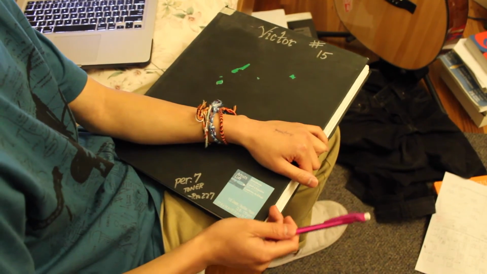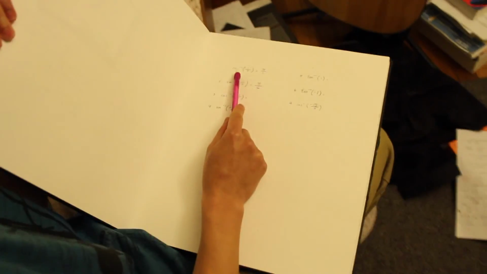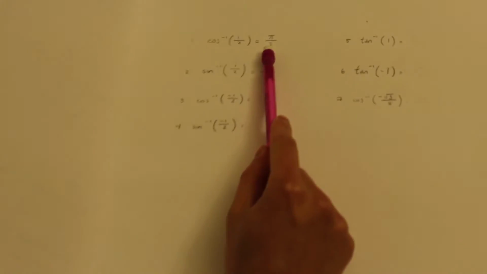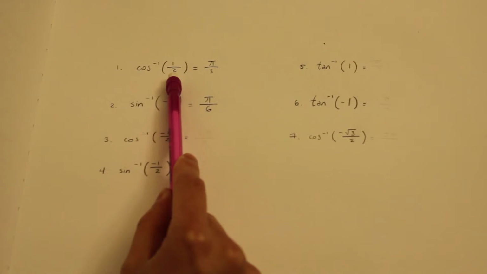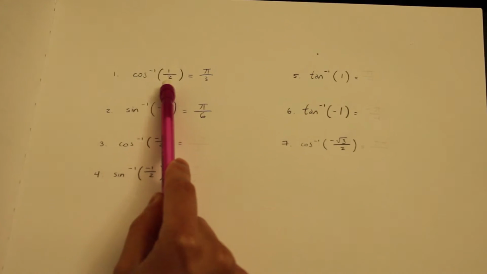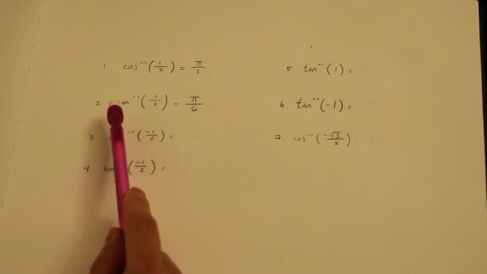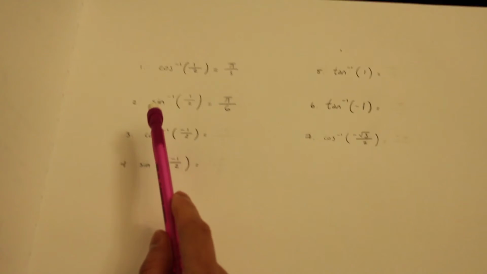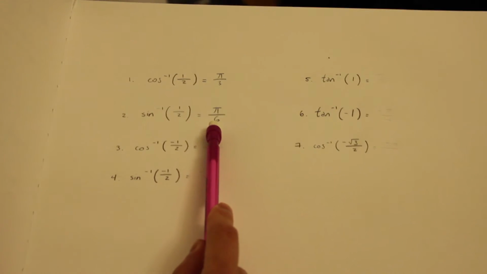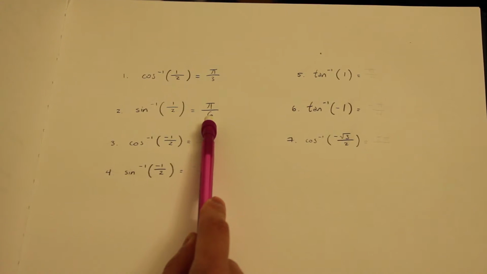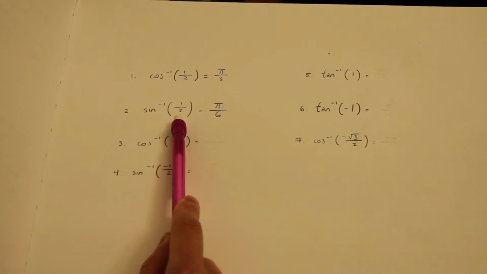Okay, let's do some practice problems. The cosine inverse of 1/2 is pi over 3, because the cosine of pi over 3 is 1/2. Isn't that 30 degrees? No, we're in radians. Remember, the x and y values are reversed for inverse graphs. The sine inverse of 1/2 is pi over 6, because the sine of pi over 6 is 1/2.